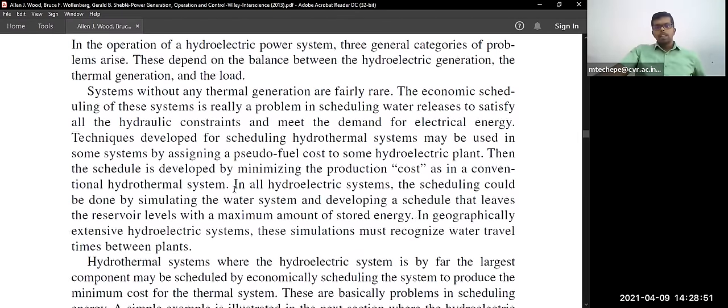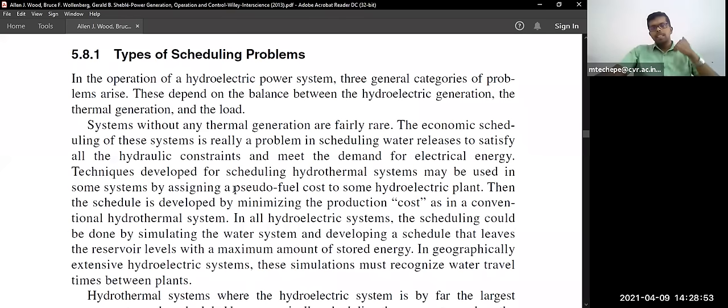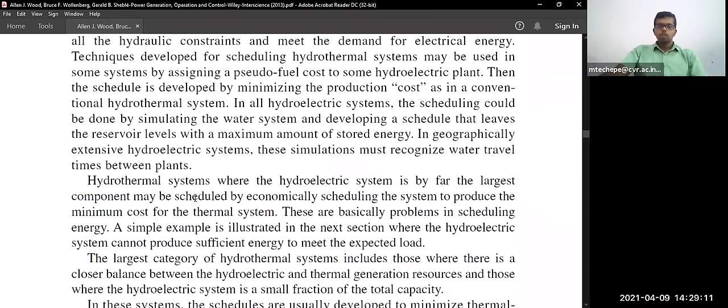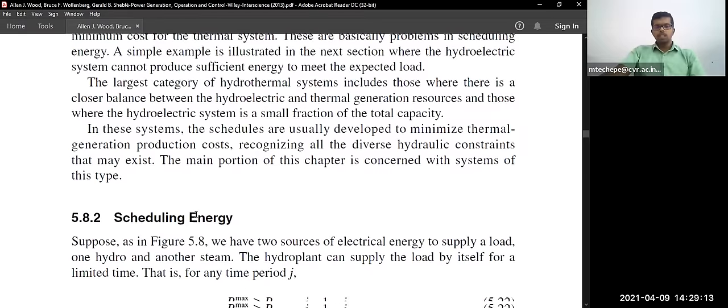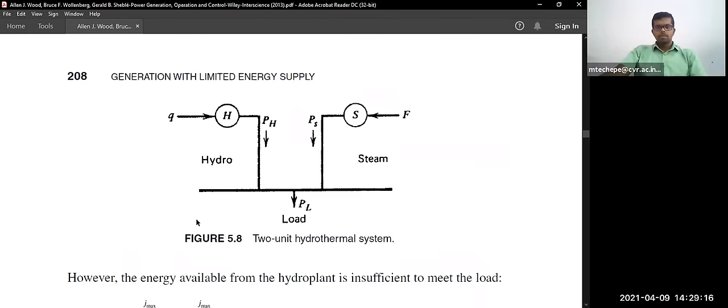In the class we have seen only the thermal power plant schedule. We have solved many problems also. Then hydro scheduling we are seeing now. Combining them is hydrothermal scheduling, like two generating stations. So here we have a two-unit hydrothermal schedule, where hydro as well as steam, that is thermal, are combined, and two units we are scheduling.